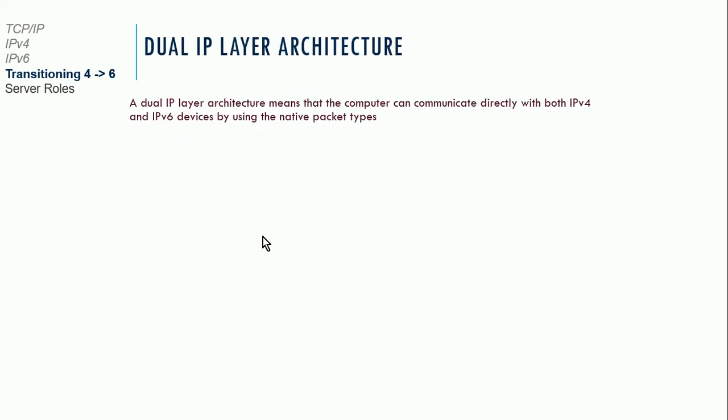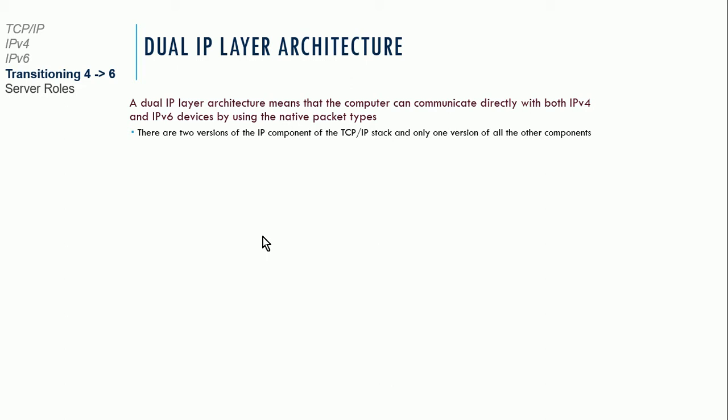So the dual IP layer architecture means that the computer can communicate directly with both IPv4 and v6 devices using native packet types. In other words, your device has both an IPv6 and an IPv4 IP address, so you assign both to the interface. And Microsoft Windows supports this. So by default, in Microsoft Windows, you'll be able to set both an IPv4 and an IPv6 address.